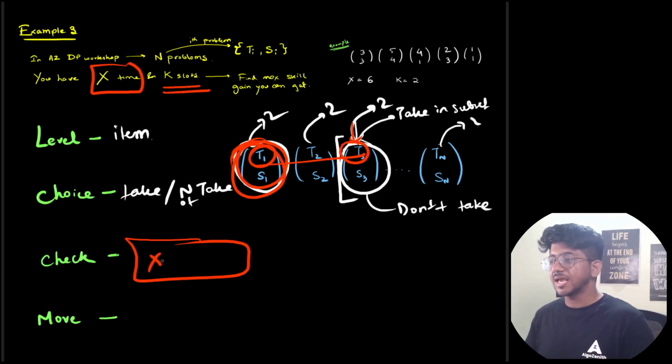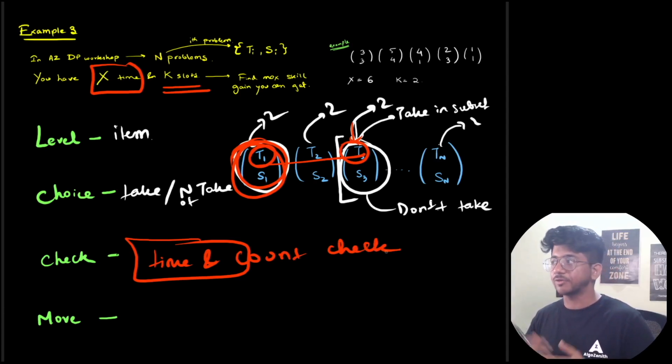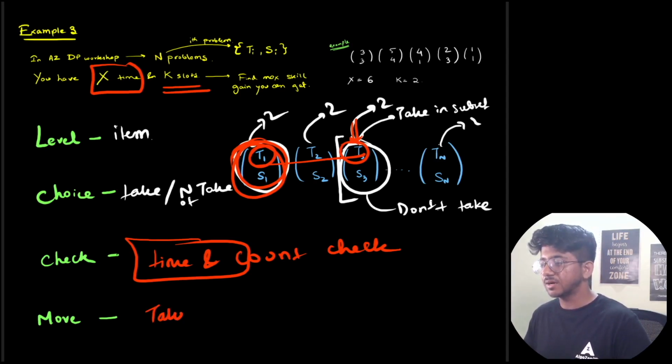The check is the time and count check, right? This is what we need to check. If the time has exceeded the limit or the count has exceeded K, these are things that we need to check when we are taking an item. And then the move is when you decide to take this item or not take this item. If you decide to take it, you move forward into recursion, exploring the rest of the options, and then come back and remove it. These are all things that we do. And then the move is take or not take the item.